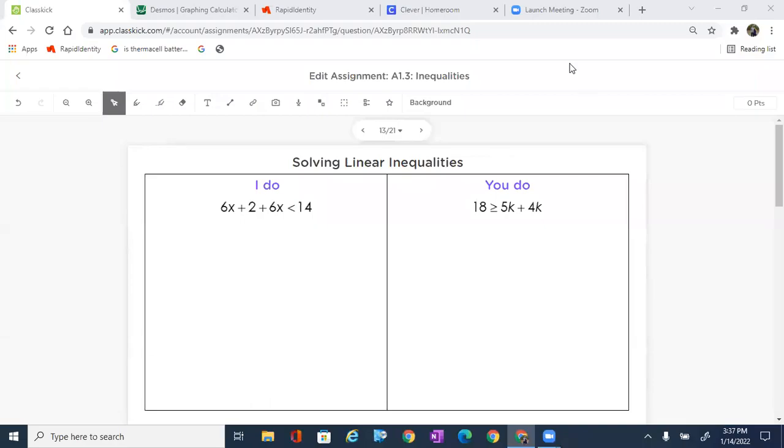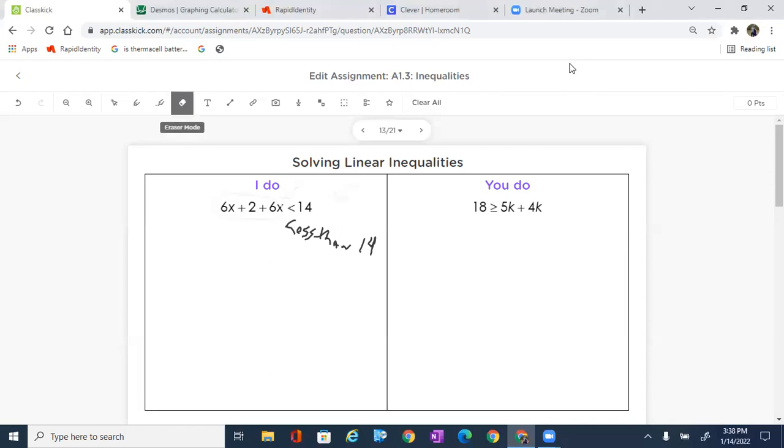All right, so let's go ahead and solve some linear inequalities. And when we do this, it's very similar to just solving equations. If we look at this first inequality over here on the left, you'll notice it says 6x plus 2 plus 6x is less than 14. What we're going to do is try to find the x values that make this statement less than 14. So we're going to find all the x values that make that less than 14.